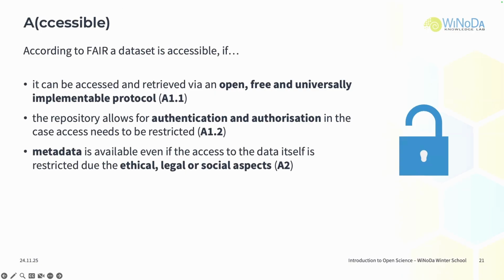Accessibility is the second FAIR principle, and a dataset is accessible if it can be accessed and retrieved by an open, free, and universally implementable protocol, if the repository allows for authorization and the metadata is available, even if access to the data itself is restricted due to ethical or legal aspects.